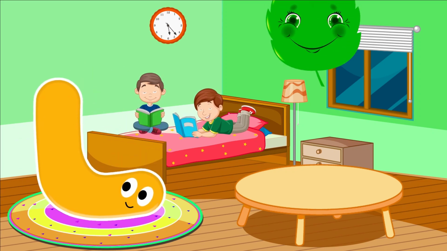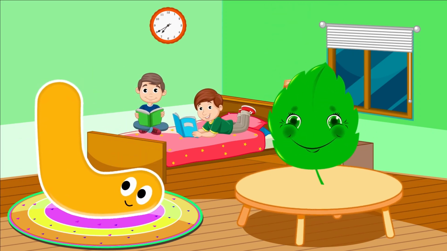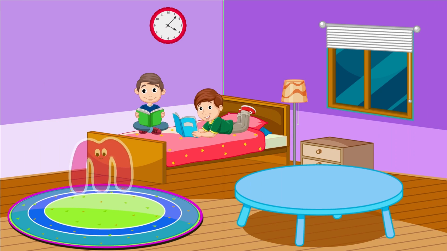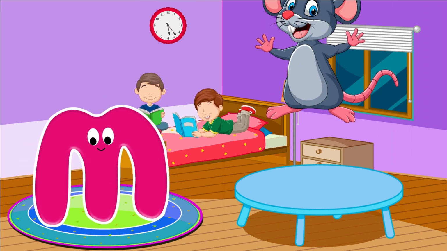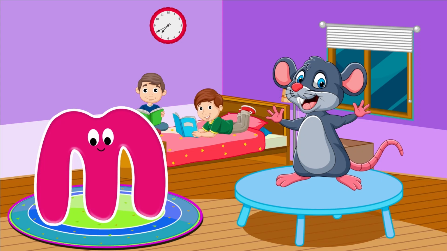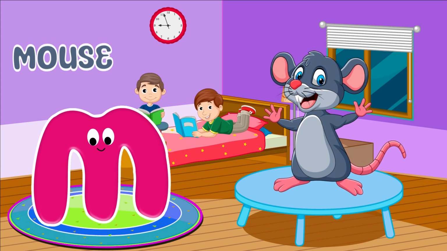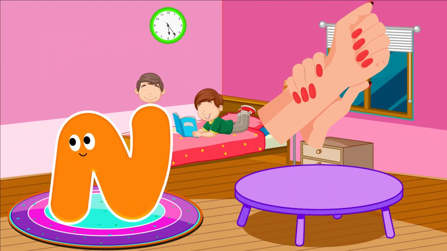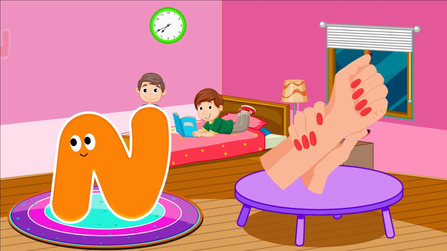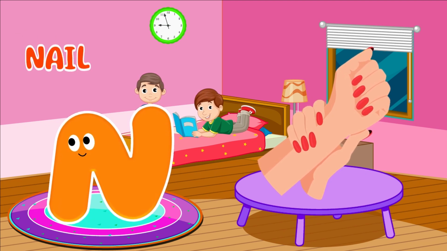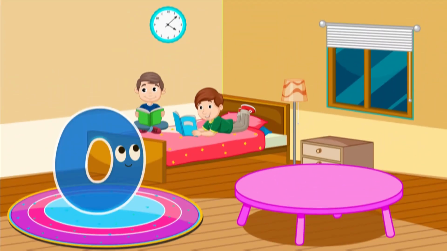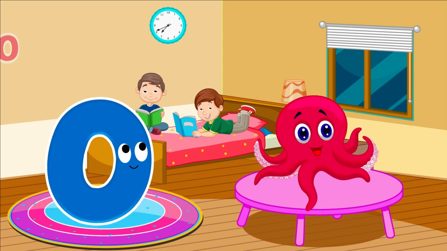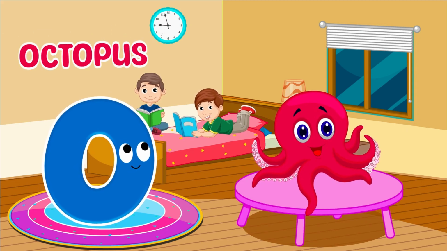L. L is for leaf. Leaf. M. M is for mouse. Mouse. N. N is for nail. O. O is for octopus. Octopus.